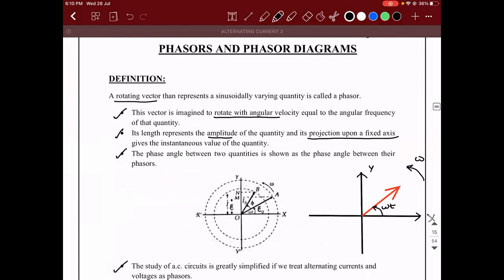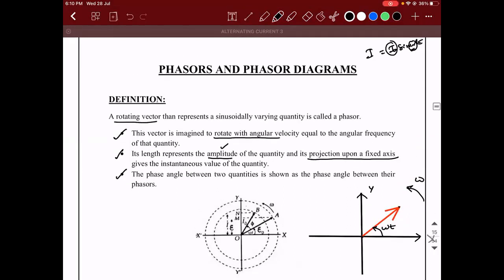Next, the length, that is the magnitude of this vector, represents the amplitude. So I is equal to I naught, right? The distance between the points O and A represents I naught. And the projection of this quantity onto the coordinate axis, projection means dropping perpendiculars, will give you the instantaneous value. So this value is I.